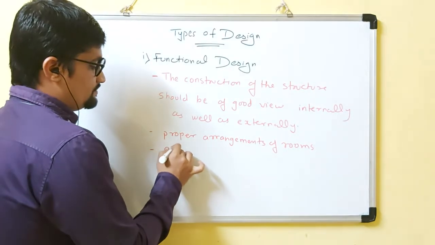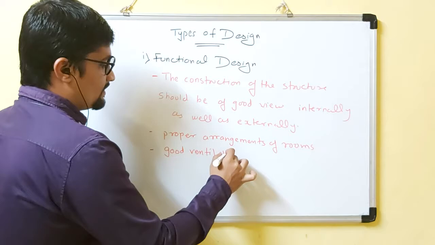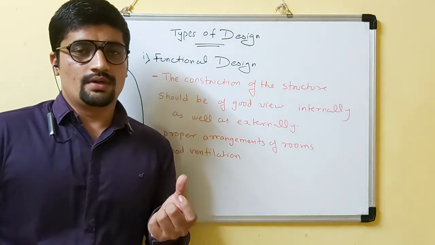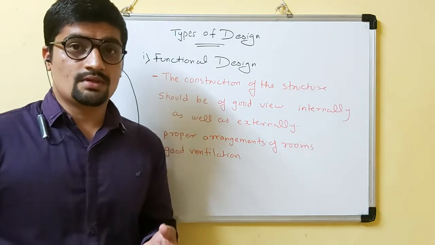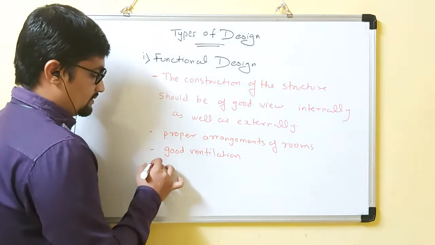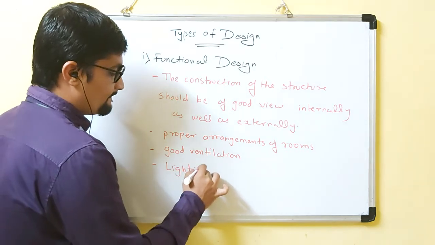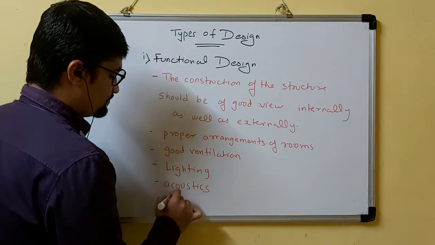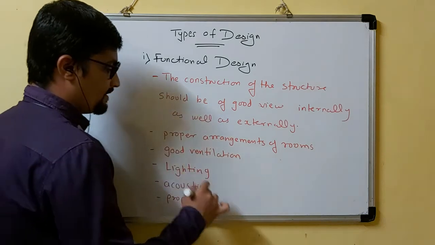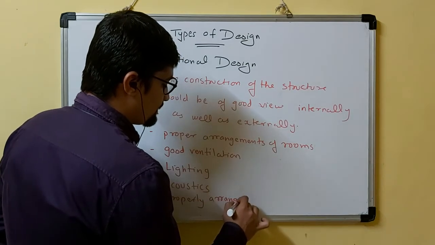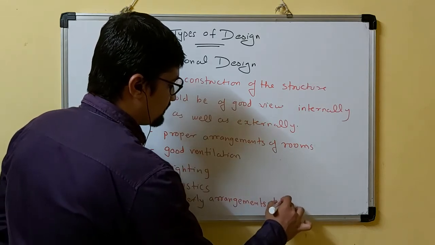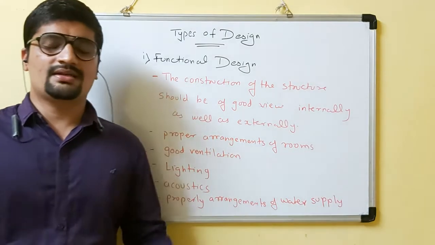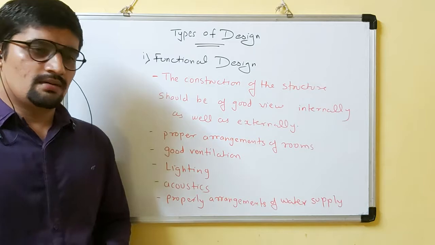Then a good ventilation. In functional design we also need to care about good ventilation. If in our house the ventilation is not good, then we are unable to live in that house. We feel insecure in the house. Then lighting, then acoustics. Then proper arrangements of water supply line. These are basic requirements that we all knew about, because we all have them in mind, but we haven't put them on paper.